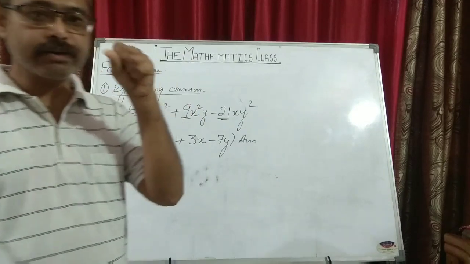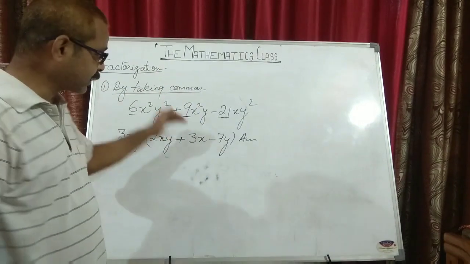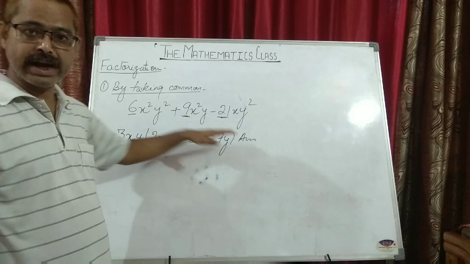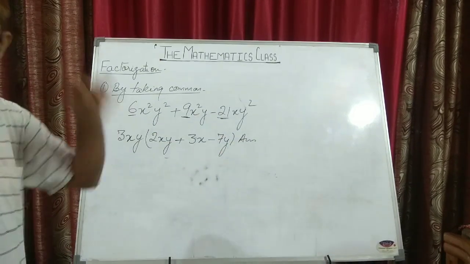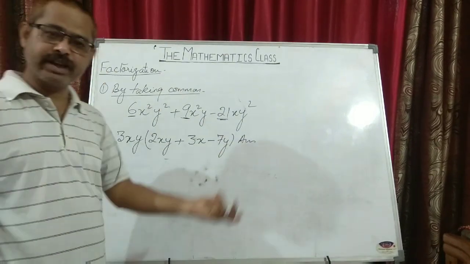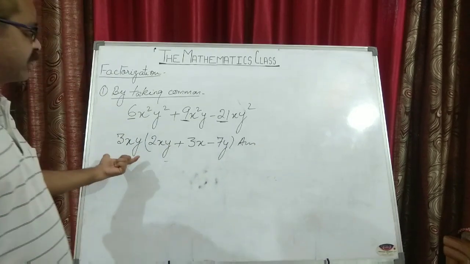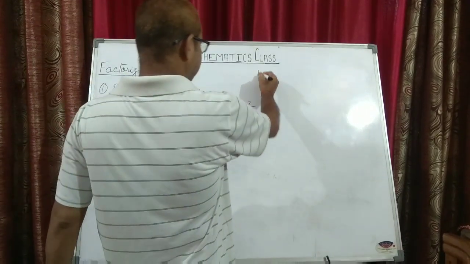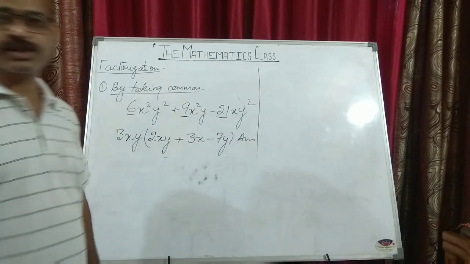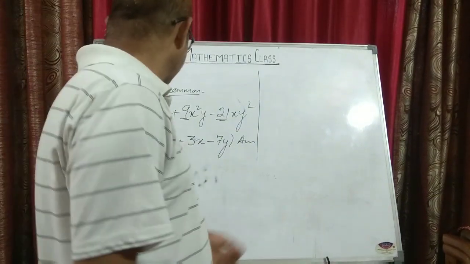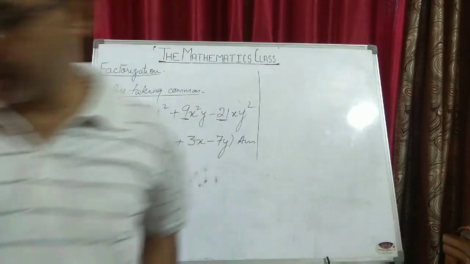This means we can factorize a given expression by taking some numbers or some alphabets or some variables common. So this is the very simple method. By taking common we can factorize a given expression. Now let's take one more question.